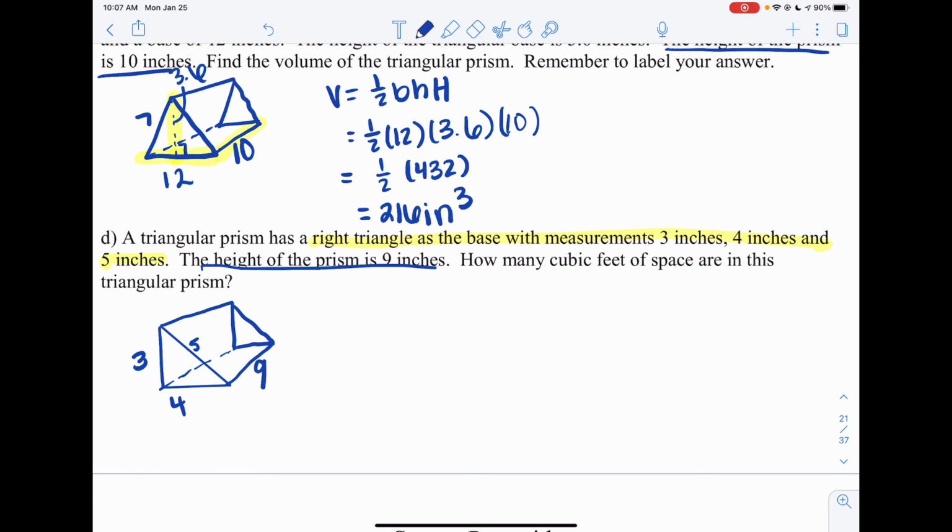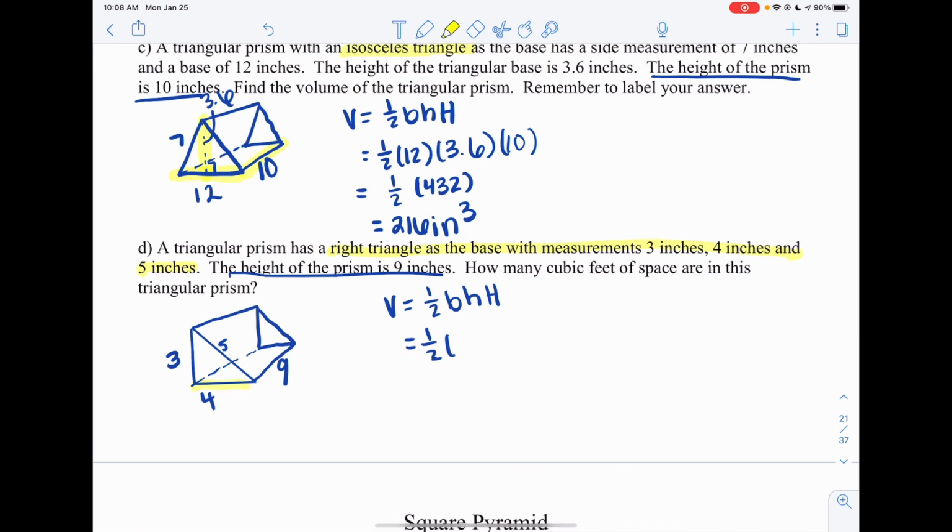It is 9 inches. So, writing my formula down first, I have 1/2 times base of the triangle, height of the triangle, and height of the prism. Second step is substituting. So the base of this right triangle, which is one of the legs, is 4. The height of the right triangle, which is another leg, is 3. And the height of our prism is going to be 9. Once again, notice how I did not even touch the 5. That's a side length, our hypotenuse. We don't need that in our formula.